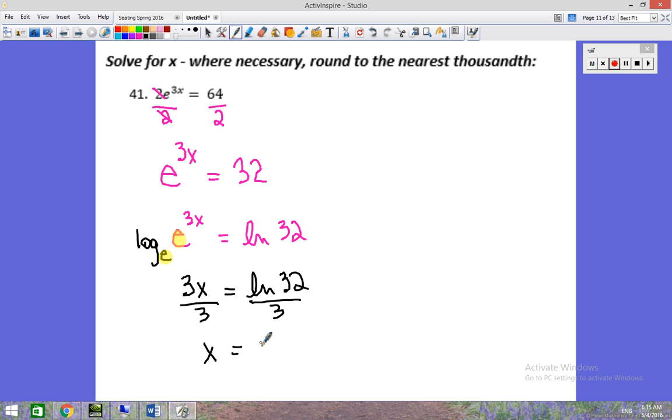Go to the calculator, the natural log button. After the 32, close the parentheses. Our calculator is fixed to 3 decimals. That's to the nearest thousandth. So I get 1.155. And hopefully you get the same. All right.